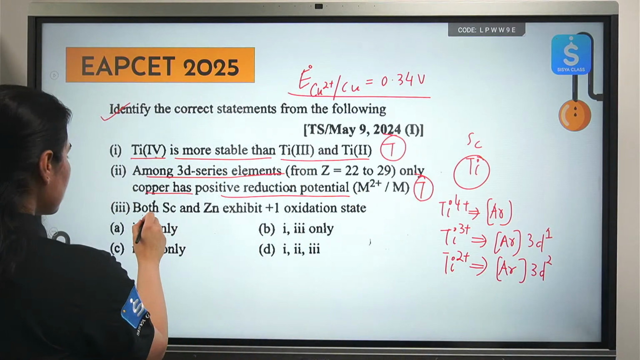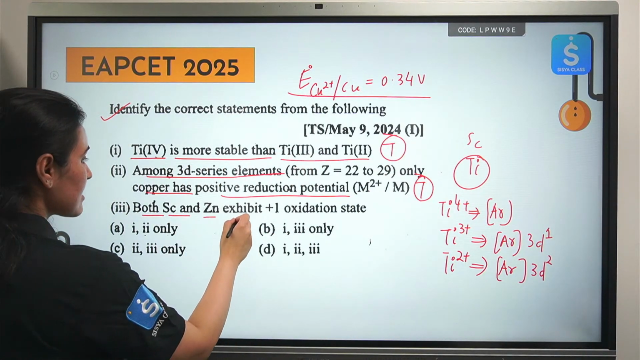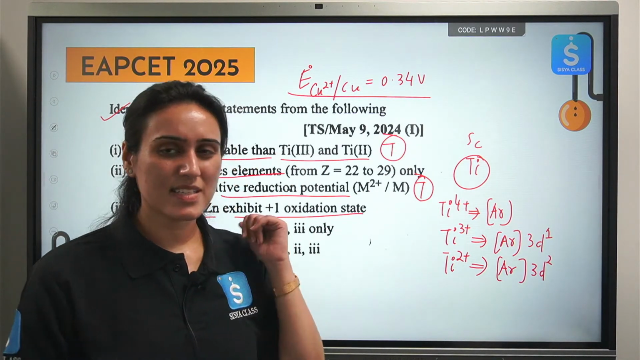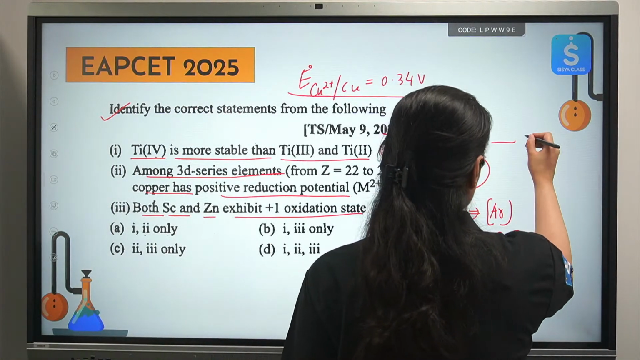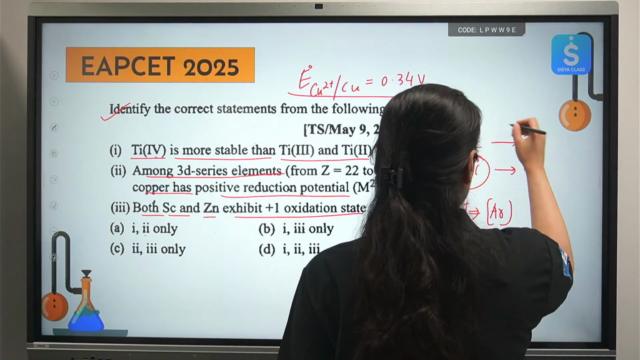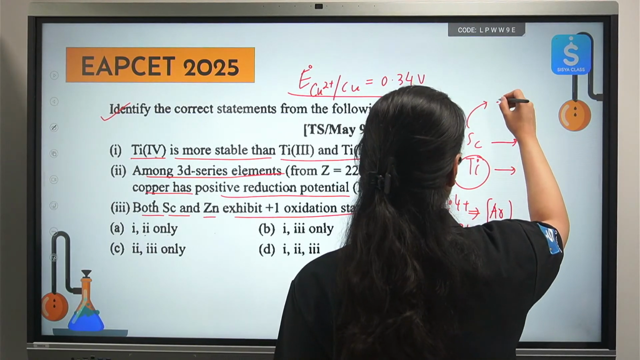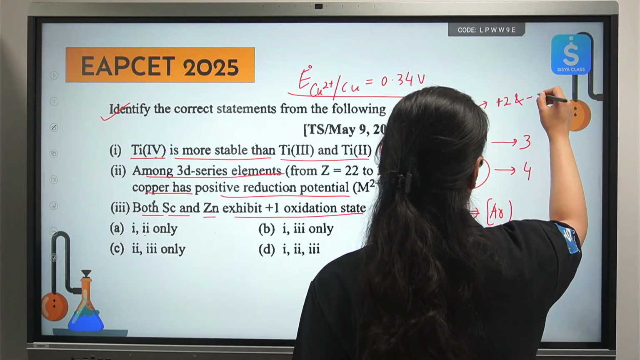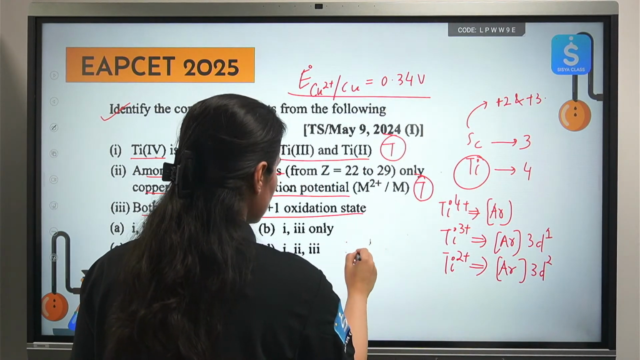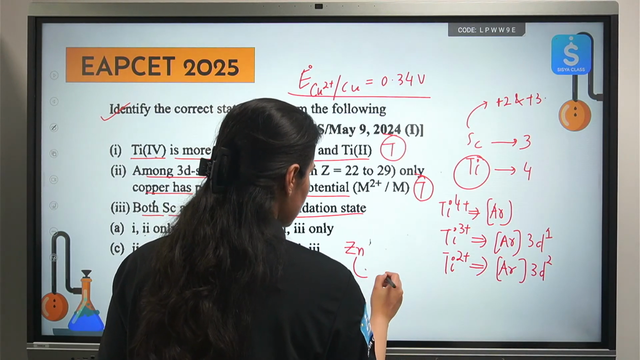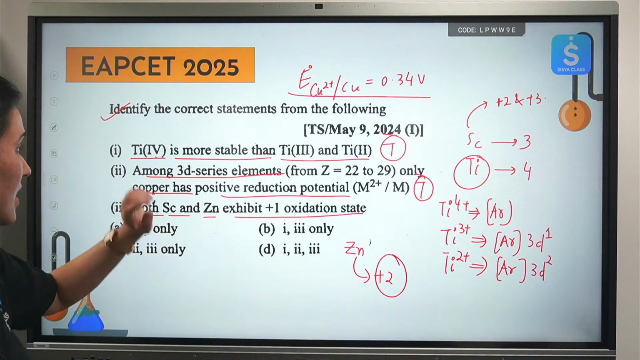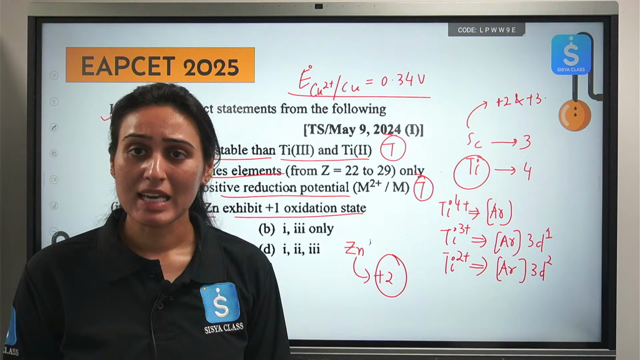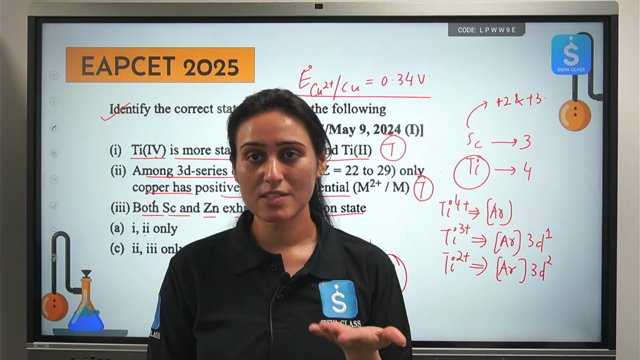What about the third statement? Both scandium and zinc, they exhibit +1 oxidation state. Now this statement is wrong. Okay, scandium will show +2 and +3 oxidation state. Zinc will show most commonly +2 oxidation state. But what is written in the statement? That scandium and zinc will show +1 oxidation state.